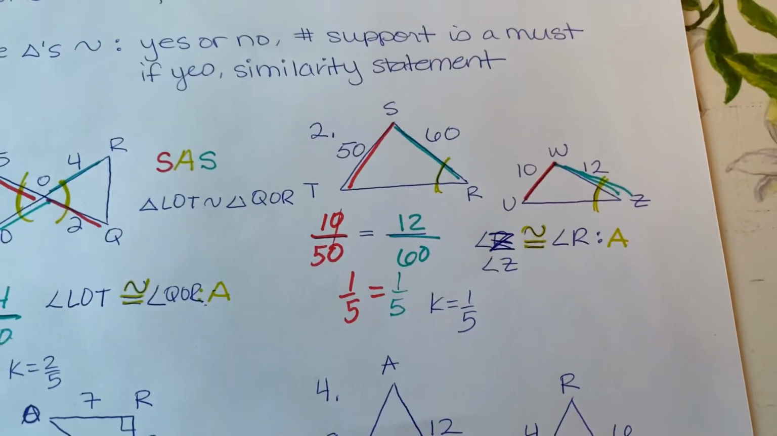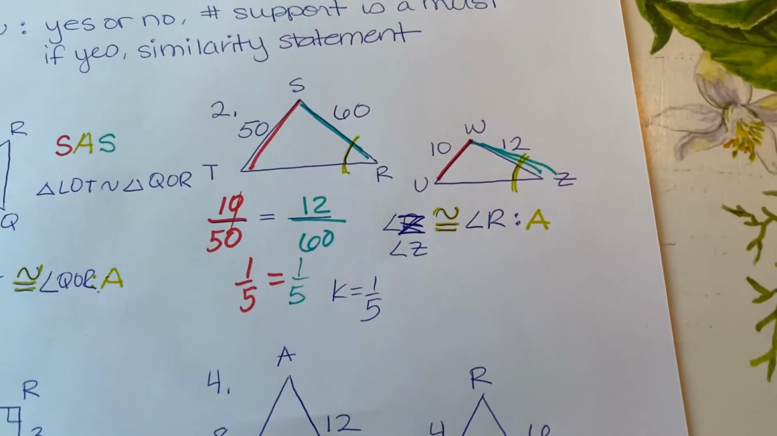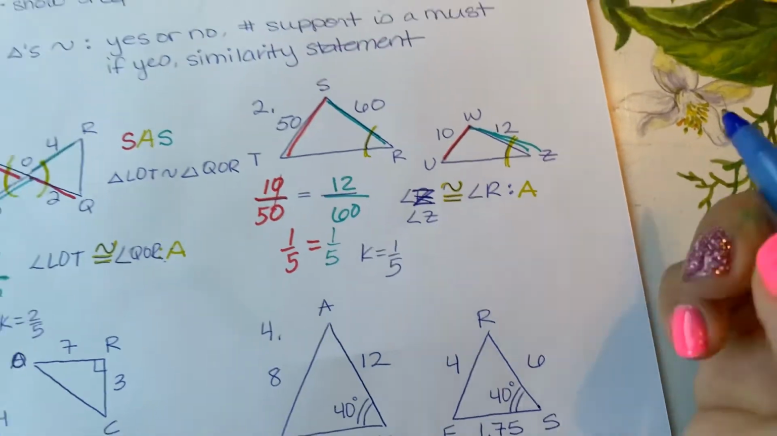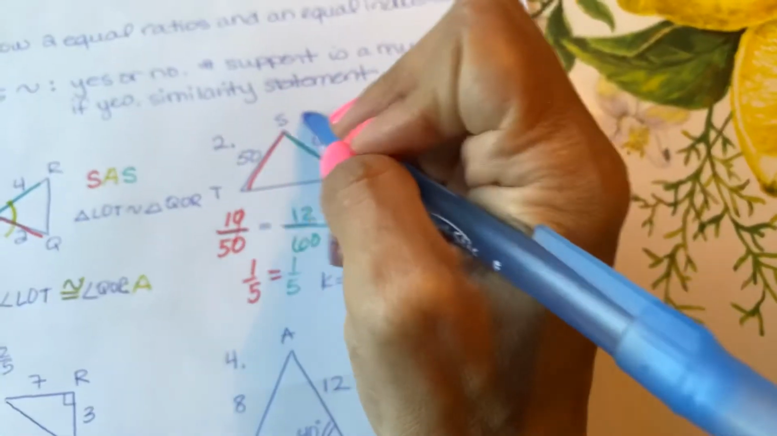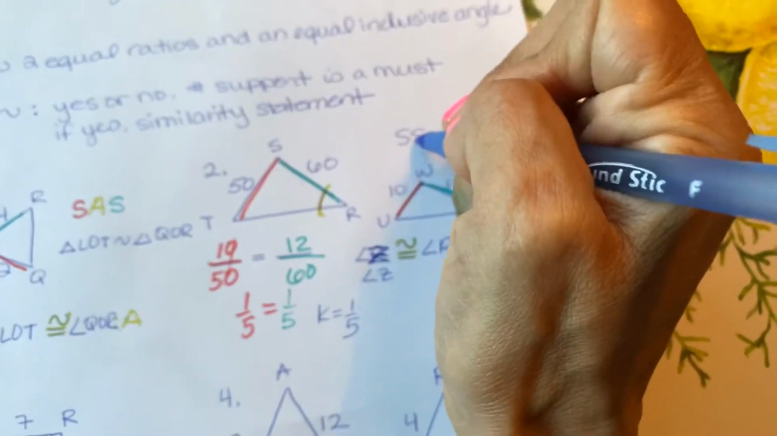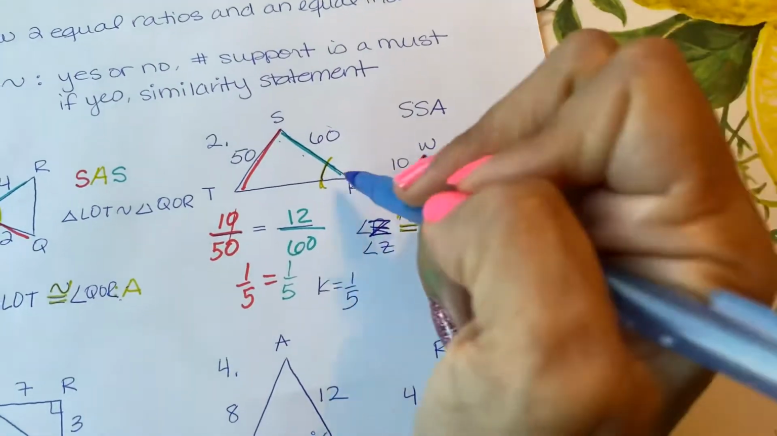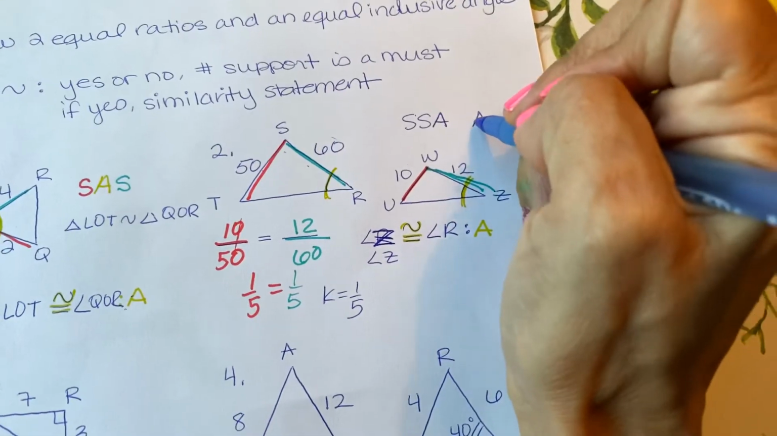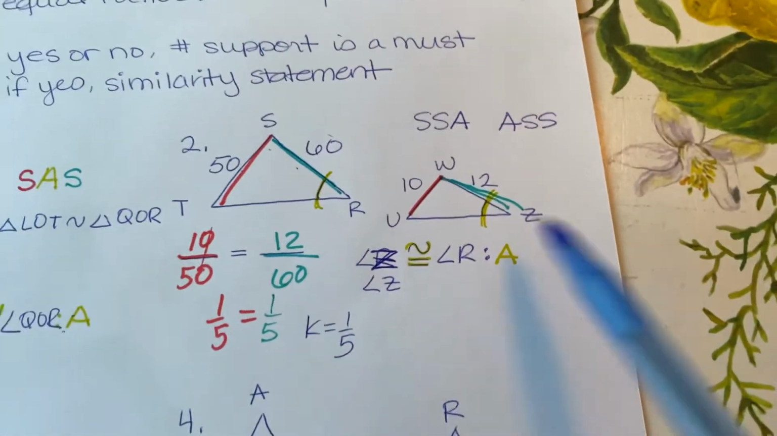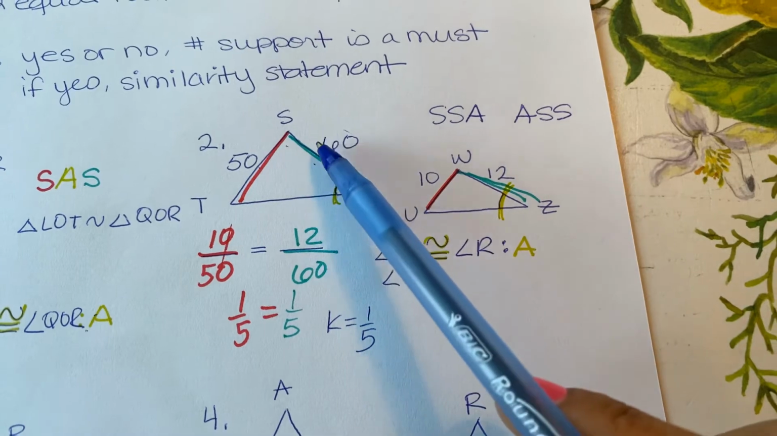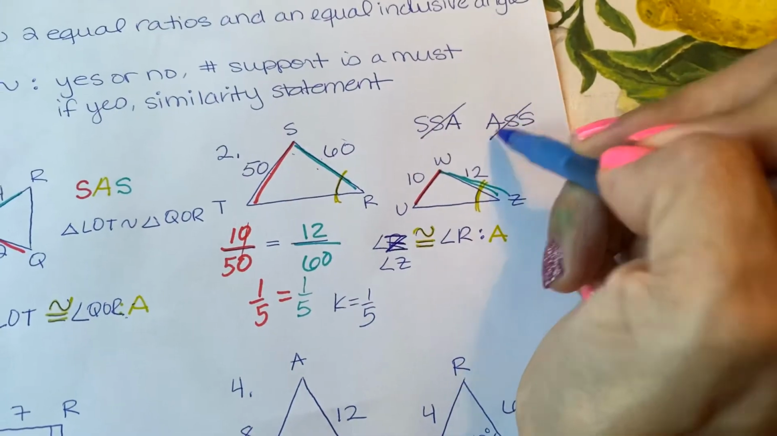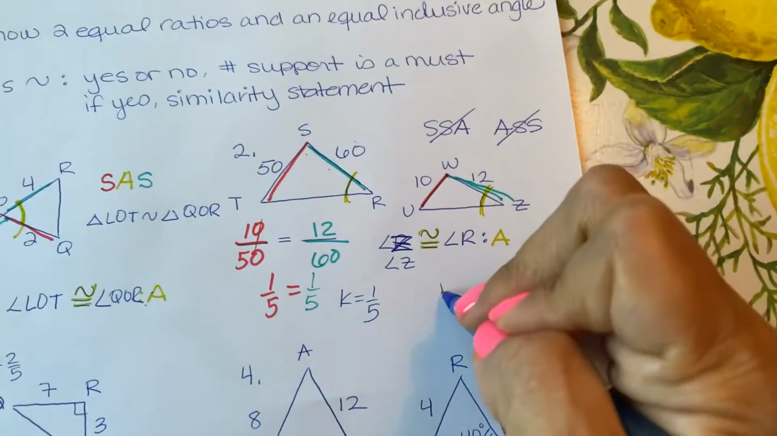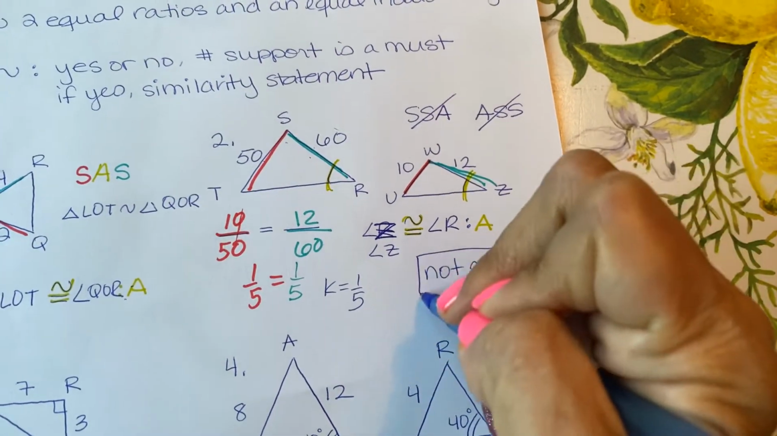So what you actually have here, and no cursing, right, I'm not, is you don't have side angle side. If you go in this direction, you have SSA. Or if you went in this direction, you would have A-S-S, angle, side, side. That does not prove similarity, so it is not similar.